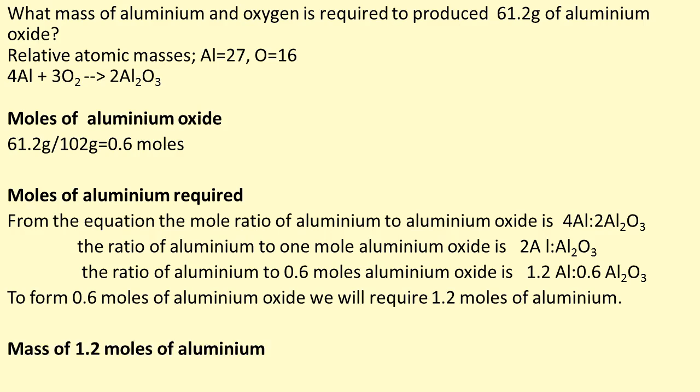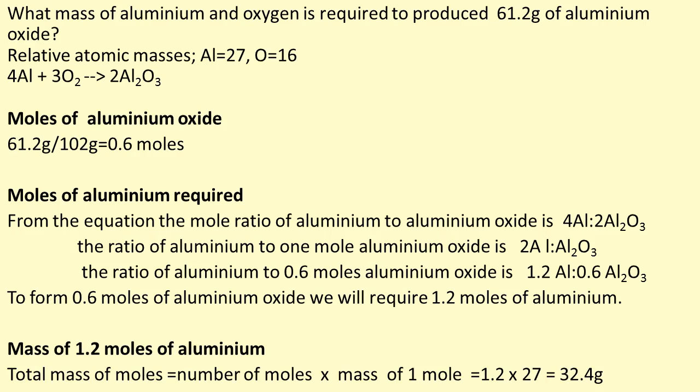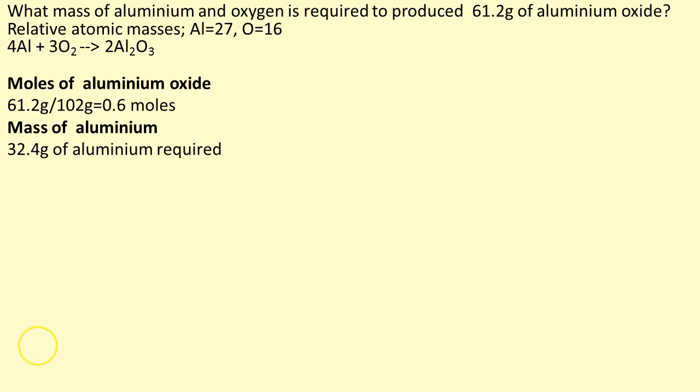The mass of 1.2 moles of aluminium will be 1.2 times by the mass of 1 mole of aluminium, giving us a total mass of 32.4 grams. We now will answer the part about what mass of oxygen is required to form 61.2 grams of aluminium oxide.